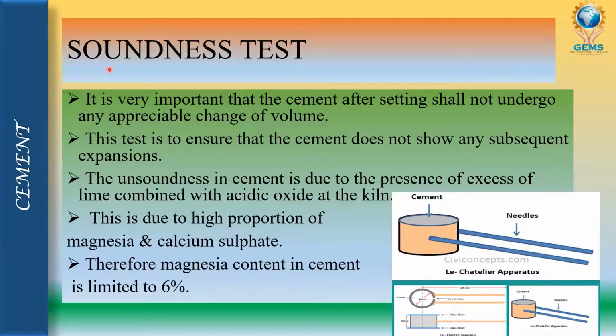Students, let us see the soundness test. It is very important that the cement after setting shall not undergo any appreciable change of volume. So this test is to ensure the cement does not show any subsequent expansion. This is the image of the Le Chatelier apparatus, which is used for the soundness test of cement. The unsoundness of cement is due to the presence of excessive lime combined with acid oxide at the kiln. This is due to a high proportion of magnesia and calcium sulfate, and therefore the magnesia content in cement is limited to 6%.